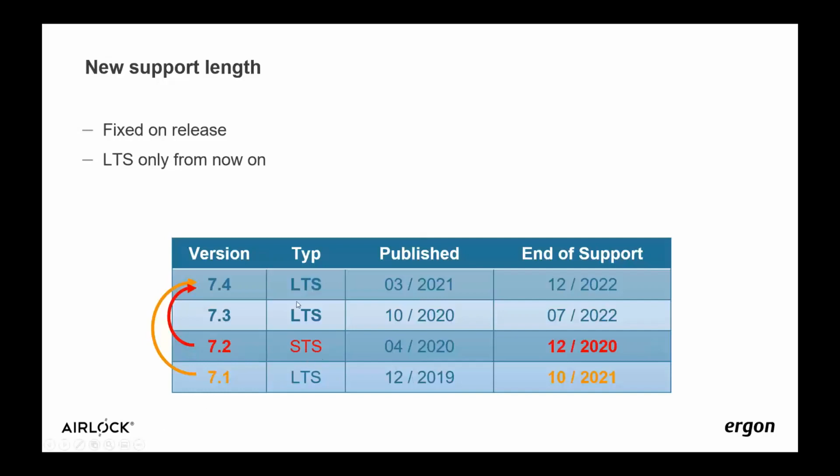We will only have versions which have longer support for quite a long time. So you see, for instance, this version here has 18, 19 months of support until the end of 2022. So if you're installing 7.4 now because you had 7.1 or 7.2, or even if you move on from 7.3, this version here will be supported till the end of next year.